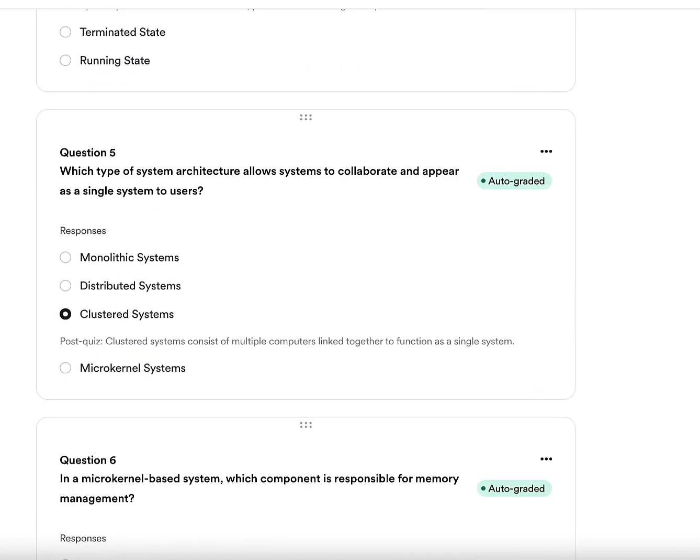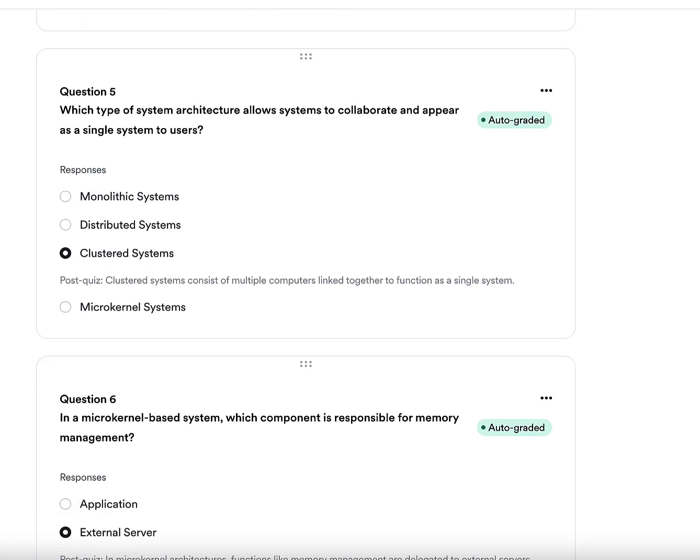Question 5. Which type of system architecture allows systems to collaborate and appear as a single system to users? A, monolithic systems. B, distributed systems. C, clustered systems. Or D, a microkernel system? The answer is C. A clustered system consists of multiple computers that are linked together to function as a single system to a user.